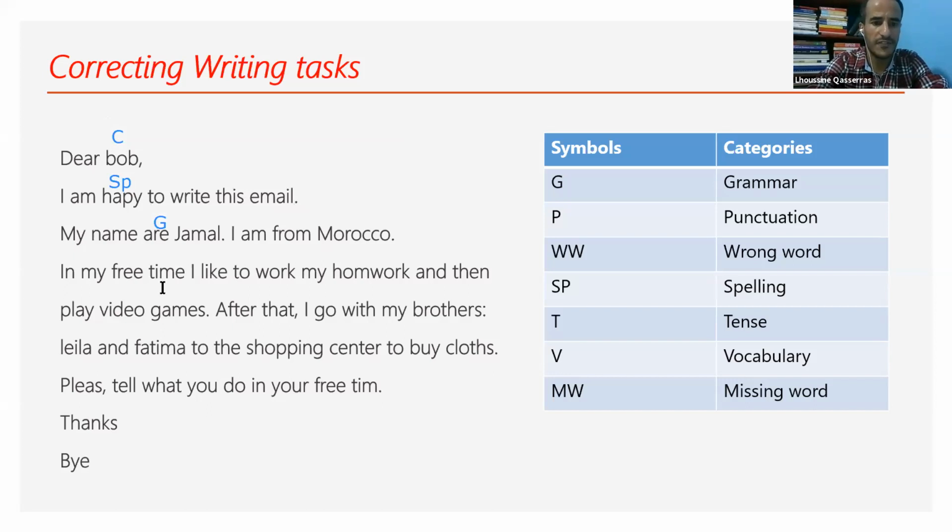Good. In my free time, I like to work my homework. I like to work my homework. What do you think? I like, it's a WW. Very good, wrong word. It's to do my homework. In my free time, can we use the comma here, punctuation, comma? In my free time, no need because they are beginners, okay. And then play video games.